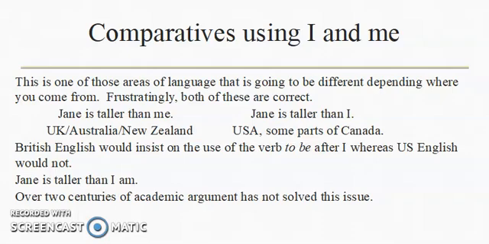Now, there have been two centuries of academic debate just about this issue, and it hasn't solved it. And I very much doubt it's going to get solved anytime soon.